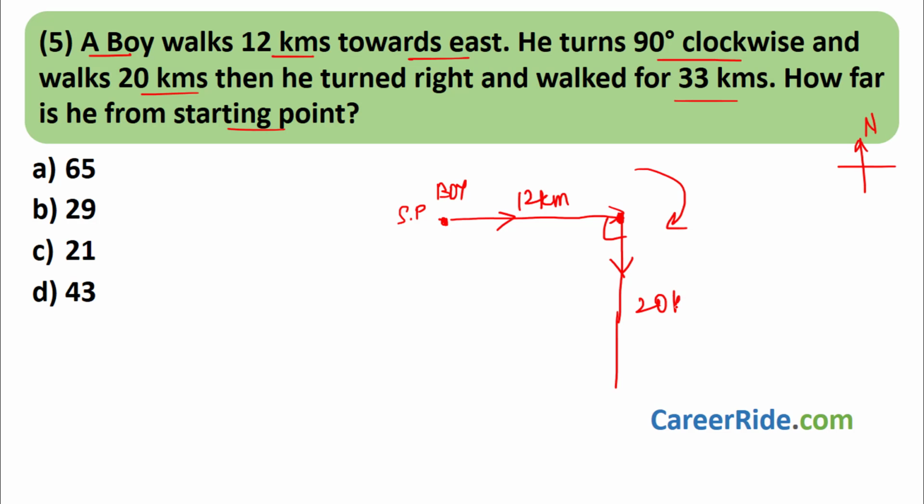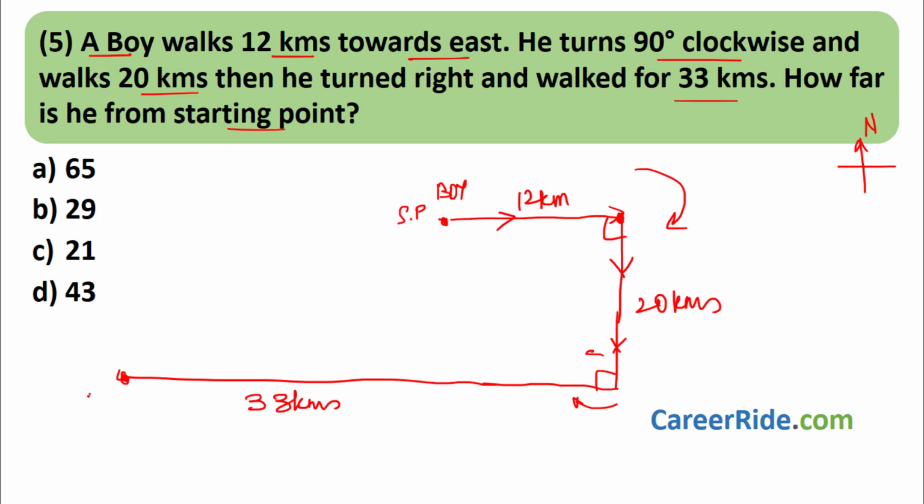For 20 kilometers, okay. Again he turned right. Now turning right, since the boy is facing south, okay, turning right would be on this side. So the boy turned right. Turning right means turning by 90 degrees. So he turned right by 90 degrees and continued walking for 33 kilometers, okay. The boy reached over here. This is the end point.